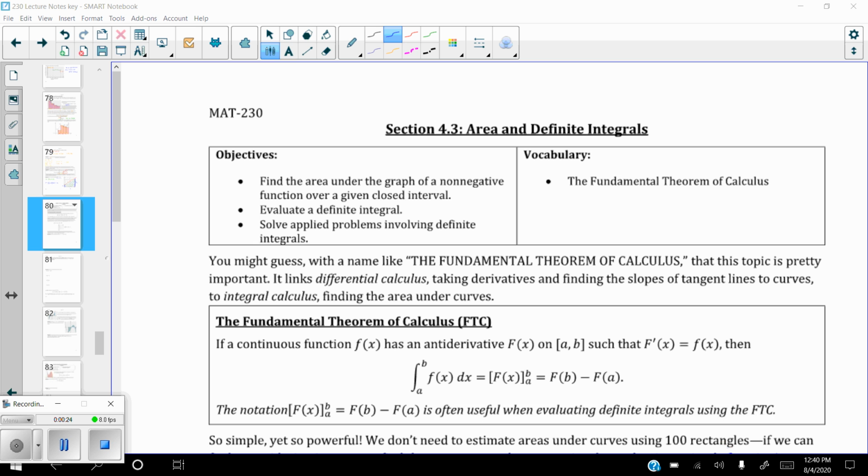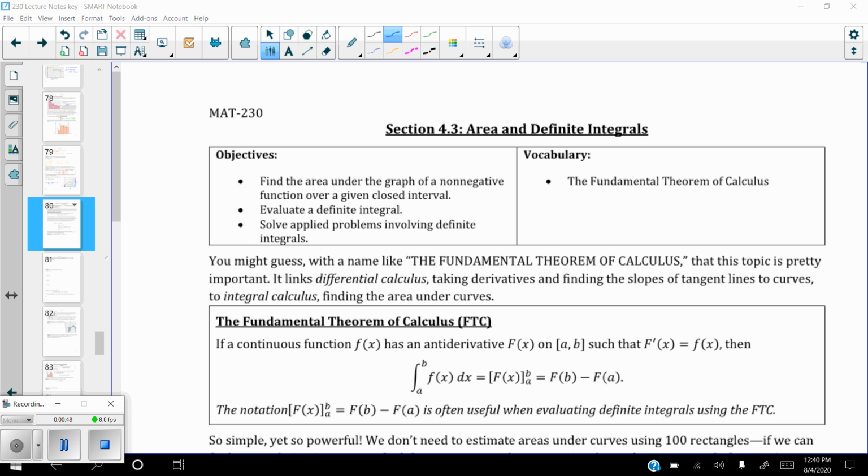The vocabulary, probably the most important vocabulary piece that we're going to have throughout the course, is the fundamental theorem of calculus. With a name like that, you would expect that to be pretty important, and it is. It's what actually is going to link the differential calculus with the integral calculus in areas under the curve. So we're going to start to see how it all connects now.